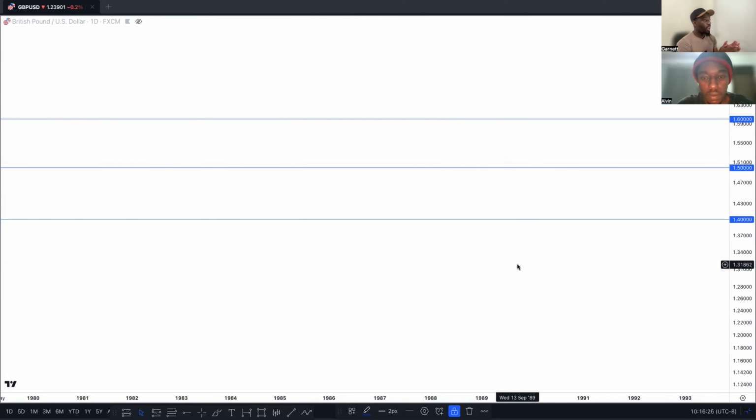Now, I'm starting here on the daily time frame because the daily time frame is my highest time frame. And that's where I want to plot my psychological levels. Then I'll use these levels all the way down to the hourly time frame where I get my entries, or my confirmations to get my entries. So 1,500, 1,600 and stuff like that.